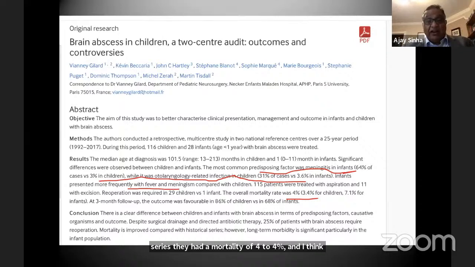Despite advances, in this particular series they had a mortality of 4%, and I think that's across the board. In neonates and infants, the mortality is slightly on the higher side, about 6-7%. In older children, it's much less. And despite all the care, a significant percentage of children are still left with some deficits, in the form of neurological deficits or long-term consequences of an abscess like seizures, and so on and so forth.